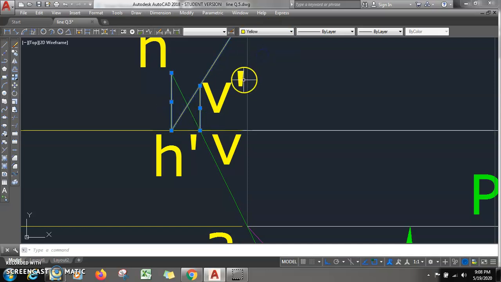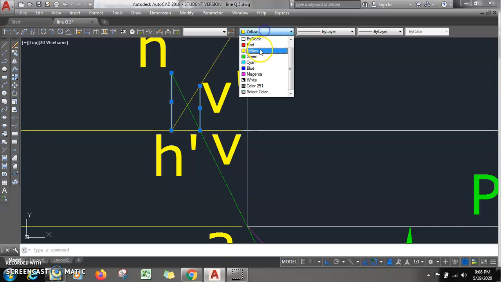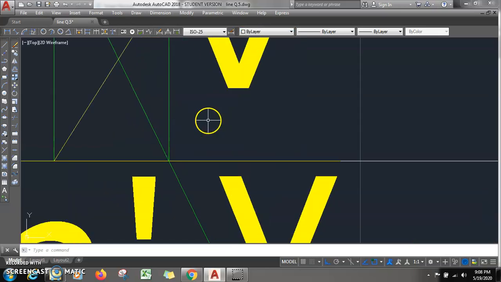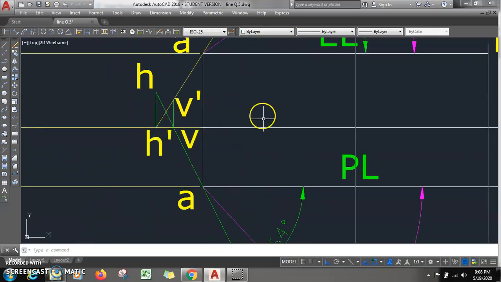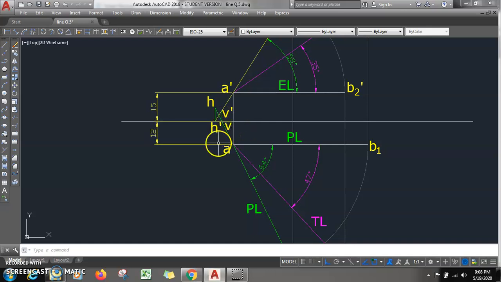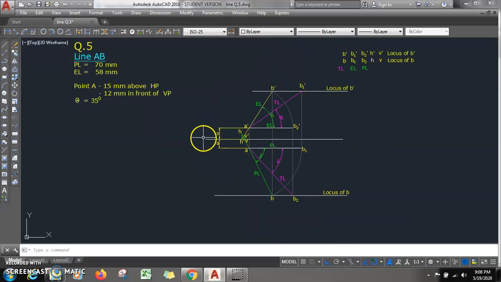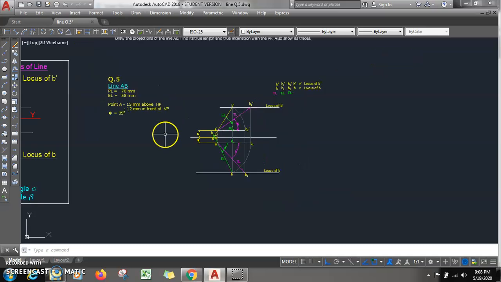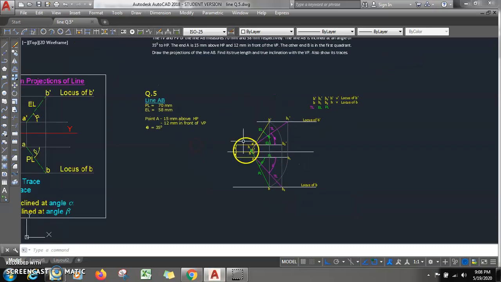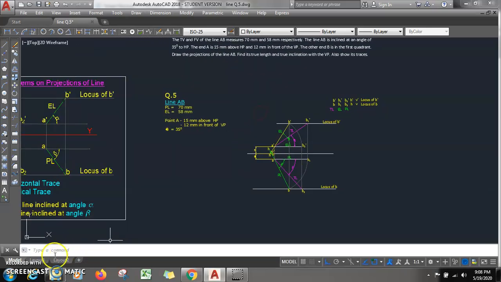You can show it by a different color. This is nothing but HT and VT. H dash H is the horizontal trace and V dash is the vertical trace. So this is the solution of this problem. I hope you have understood the problem. Thank you.